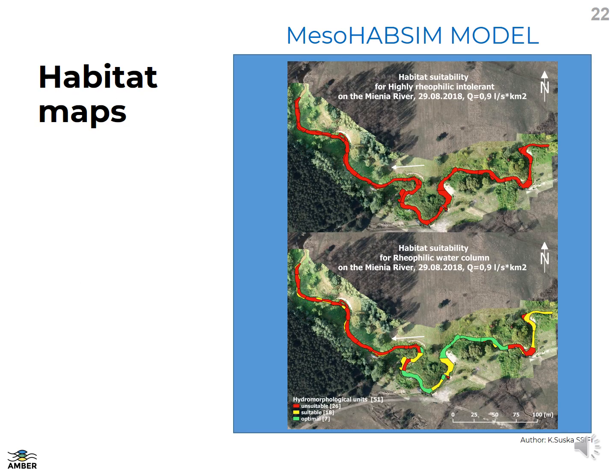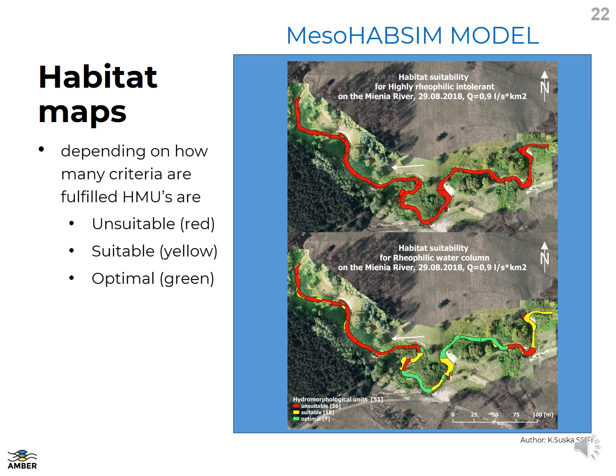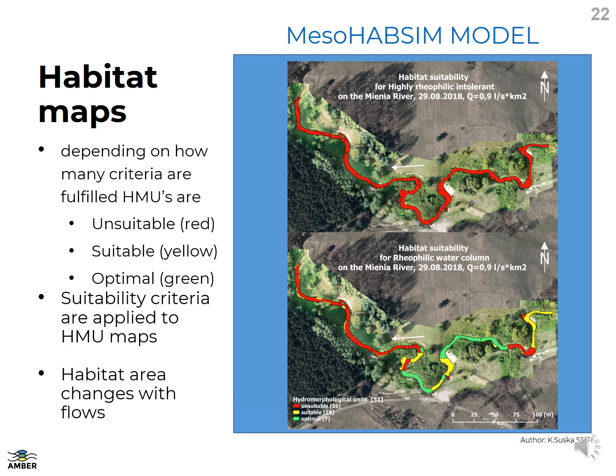These habitat suitability criteria are applied to develop habitat suitability maps. Depending on how many criteria are fulfilled in one HMU, it is declared unsuitable, suitable, or optimal habitat. The criteria are then applied to entire maps describing the distribution of hydromorphologic units, and in this way we are obtaining maps of distribution of suitable habitat and suitable area. The area of suitable habitat, so the area in green or yellow color, may change with flow conditions as visible here.